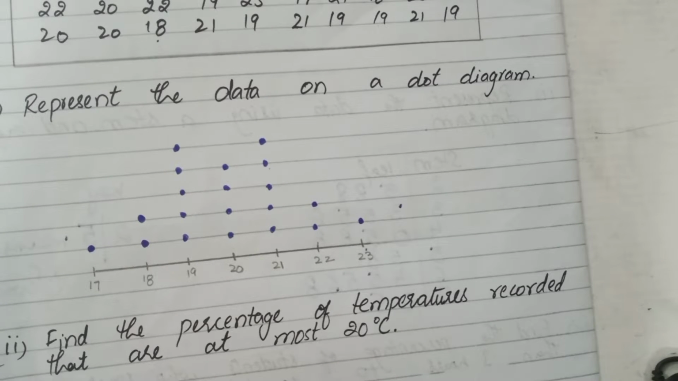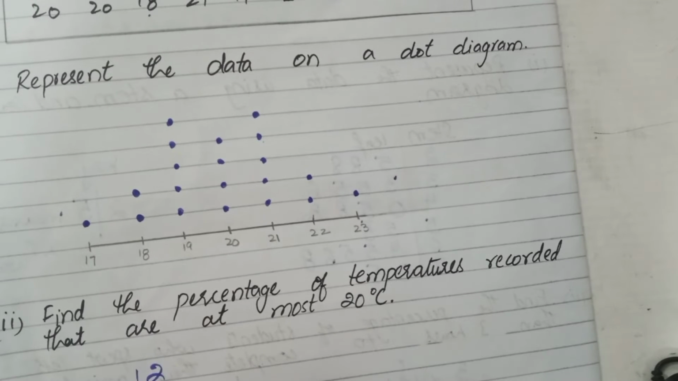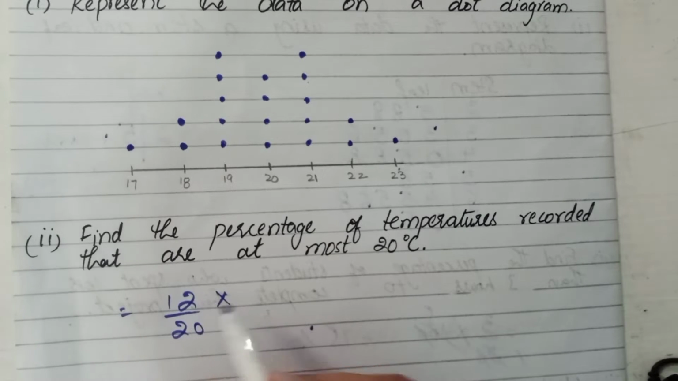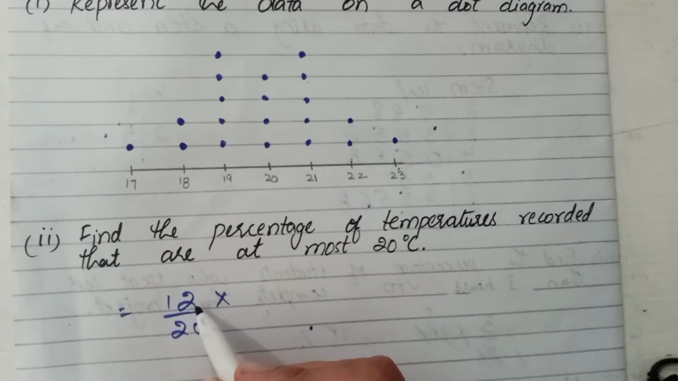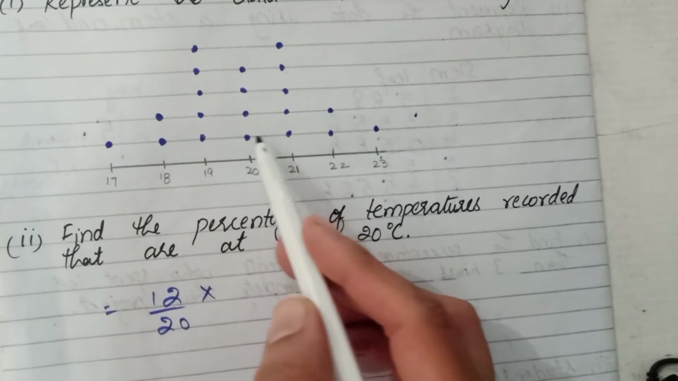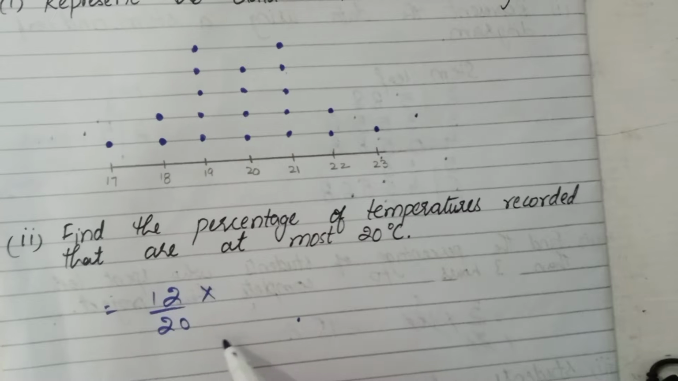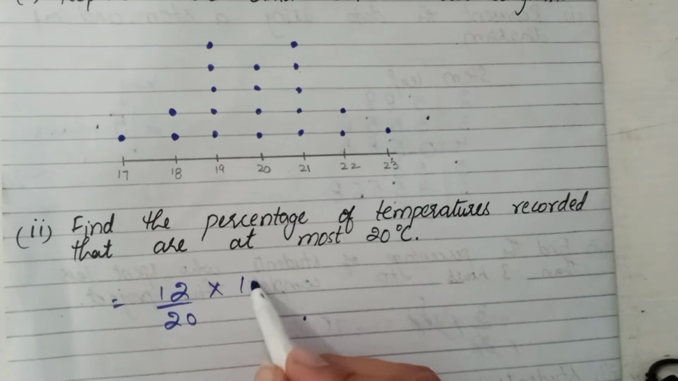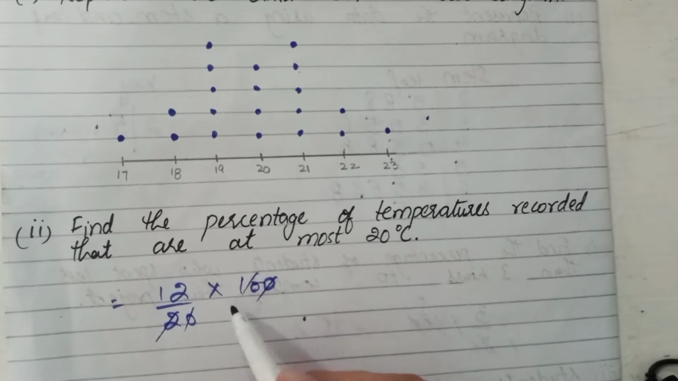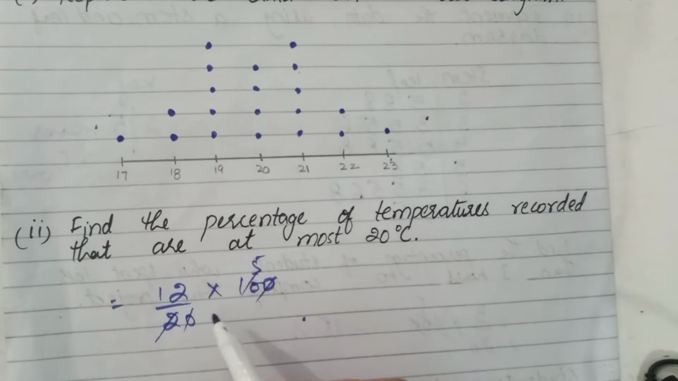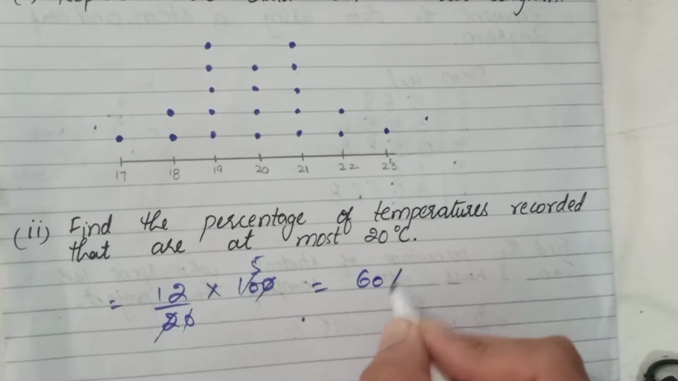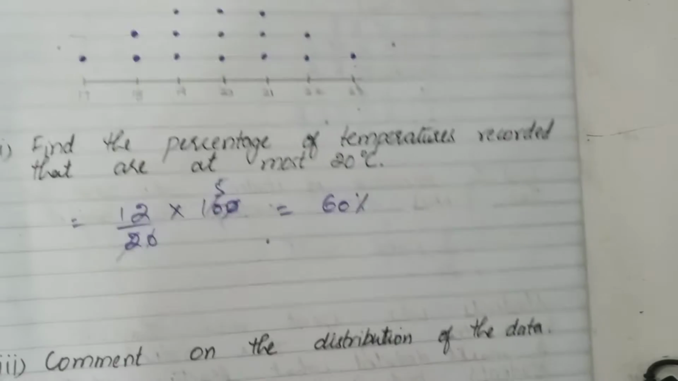And that's why the percentage will be taken as the number of temperatures which are at most 20 degrees centigrade, which is 12, divided by 20, the total number of daily temperatures, multiplied by 100. And 12 multiplied by 5, we get 60. That is 60%.